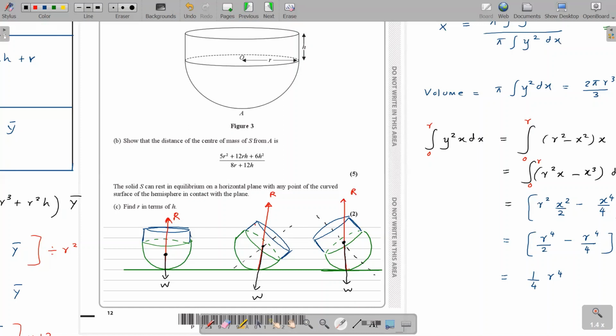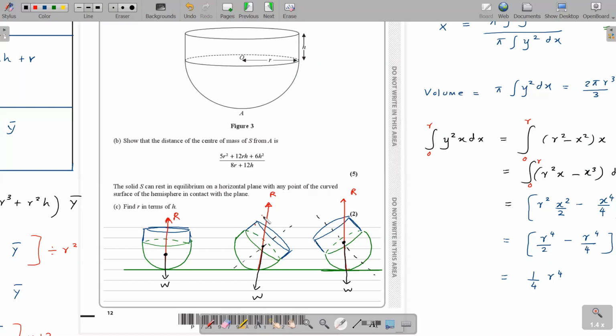The normal reaction and W are aligned regardless of whichever point of the curved surface of the hemisphere is touching, because whenever the curved surface touches the plane, you produce the normal reaction. The normal reaction always passes through the center of the hemisphere. So if the weight of this compound object is on the center of the hemisphere, then R and W are always aligned. If they are always aligned, will we produce a resulting moment? Do we have a moment? There's no moment here. So there's no turning force.